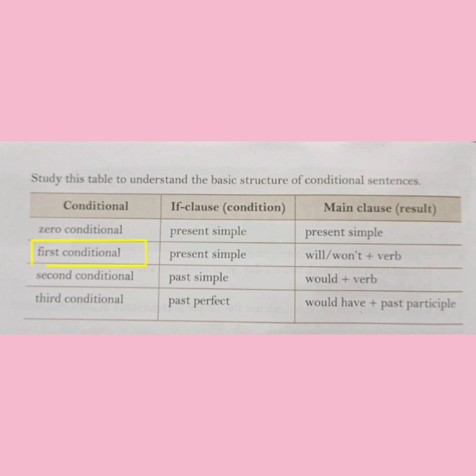For first conditional sentences, the if clause uses the simple present tense and the main clause uses the simple future tense. For second conditional sentences, the if clause uses the simple past tense and the main clause uses would plus the verb. For third conditional sentences, the if clause uses past perfect tense and the main clause, that is the result, uses would have plus the past participle of the verb.